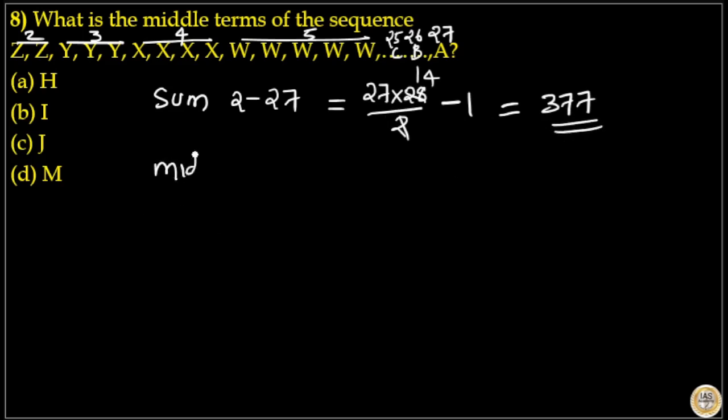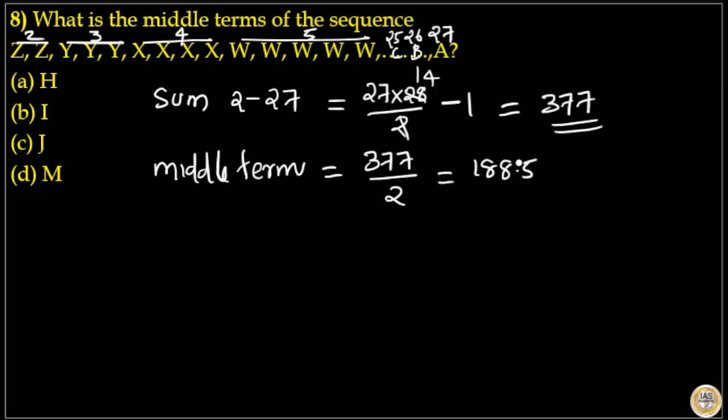That means the middle term is sum divided by 2. That is 377 divided by 2. That is 188.5. That means the 189th term is the middle term. So to find out which alphabet is the 189th term. Here 20 into 9 is equal to 180. That means it is nearer to 9 terms.